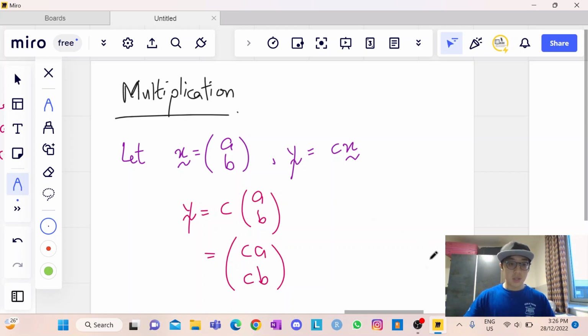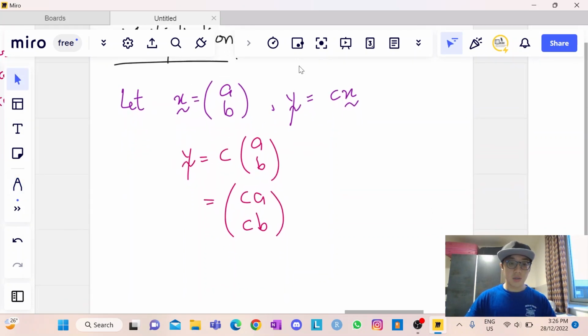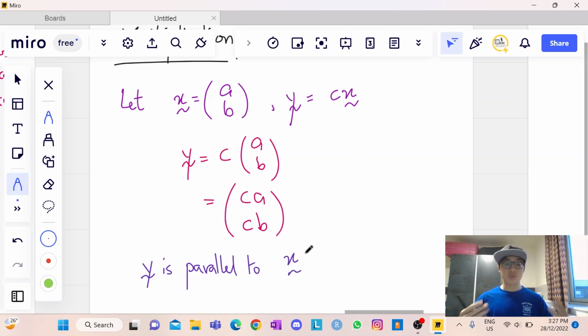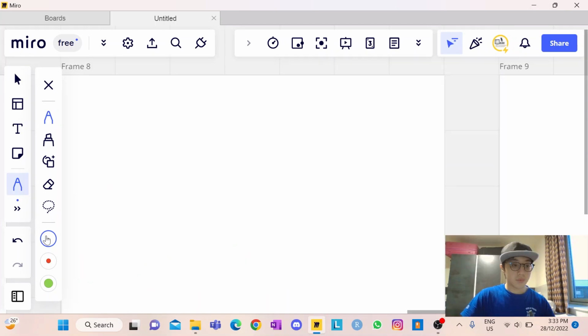We can say y is parallel to x, because we know from the part on parallel vectors that a parallel vector is a scalar multiple of the other vector. This is how you know both of them are parallel, and you can work on a lot of different things in vectors.